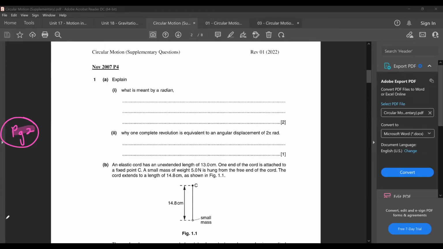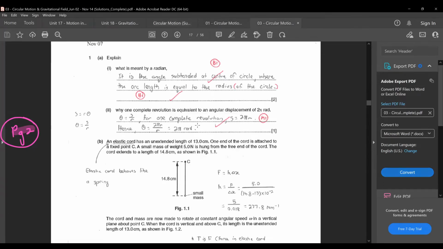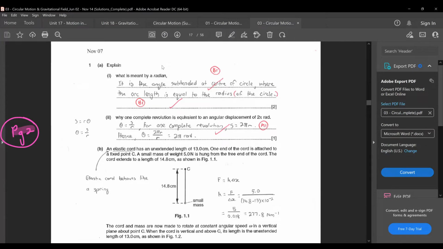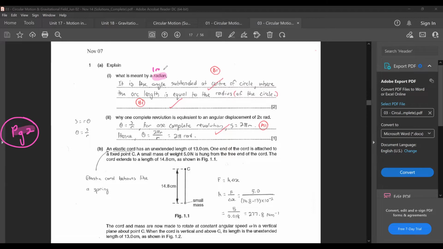Right, so the first two questions are about definitions again. So this one, they ask you what is meant by radian. It's asking you to define 1 radian, which is actually a unit. So this one I mentioned to you guys before, it is just the angle subtended at the center of a circle where the arc length is equal to the radius of the circle. Okay, so this one is very simple.